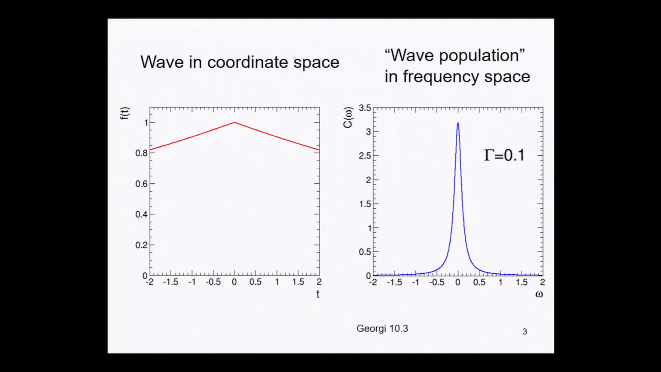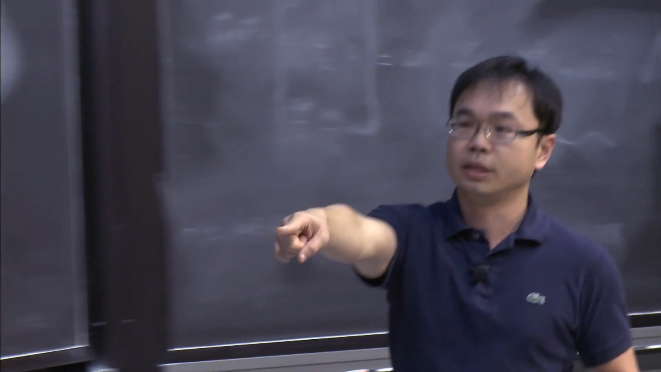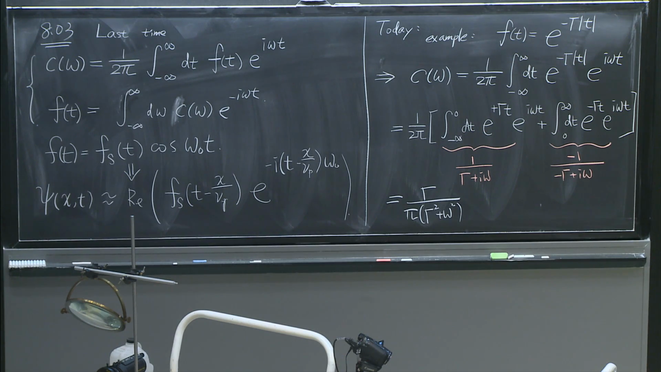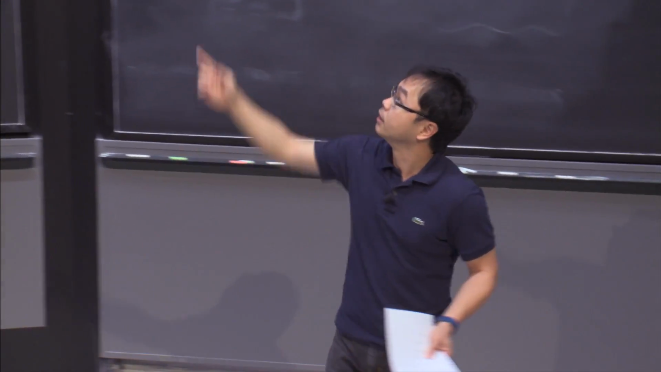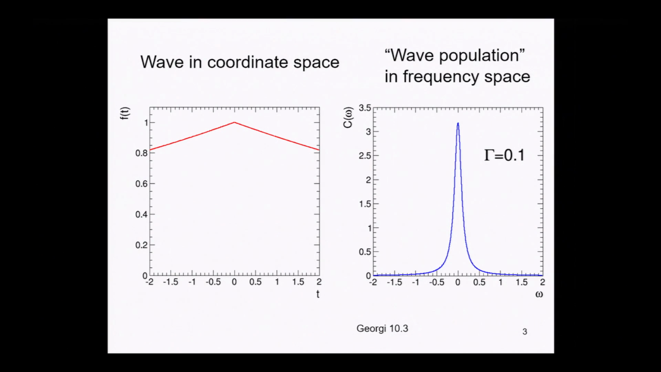However, if you look at the right-hand side, what is actually on the right-hand side? The right-hand side is c omega. Okay, c as a function of omega. It's the population in frequency space, and you can see that if I plug gamma equal to 0.1 into that equation, then you get a distribution which is actually pretty narrow, okay, around 0. Okay, so that's actually quite interesting.